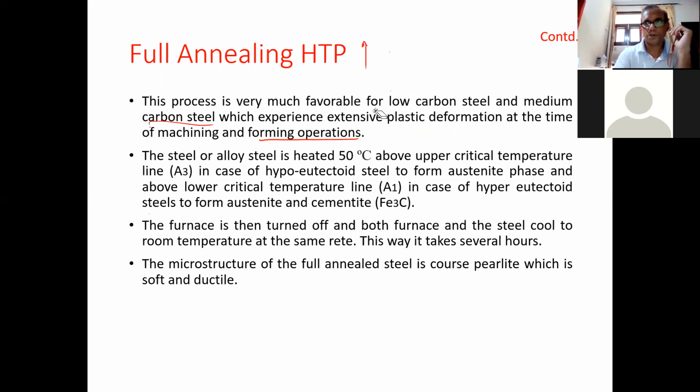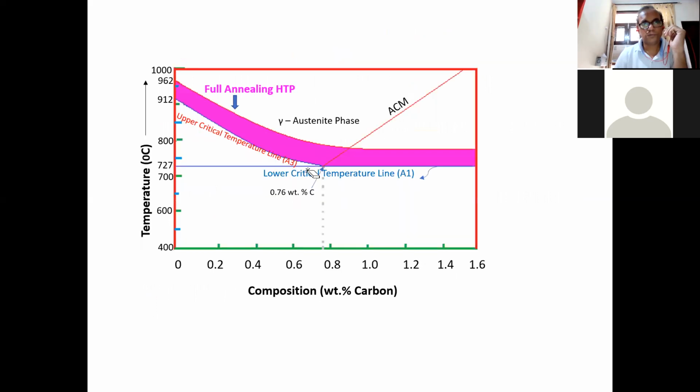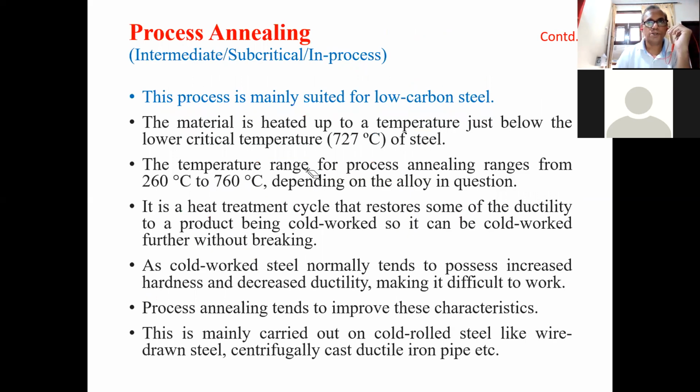Okay, now let's move to another process annealing, उसको process हम intermediate annealing भी बोलते हैं, subcritical भी बोलते हैं, in-process भी बोलते हैं. This process is mainly suited for low carbon steel. That was for medium and low both, but it is mainly for low carbon steel, normally used, to say LCS also. The material is heated to temperature just below the lower critical temperature.